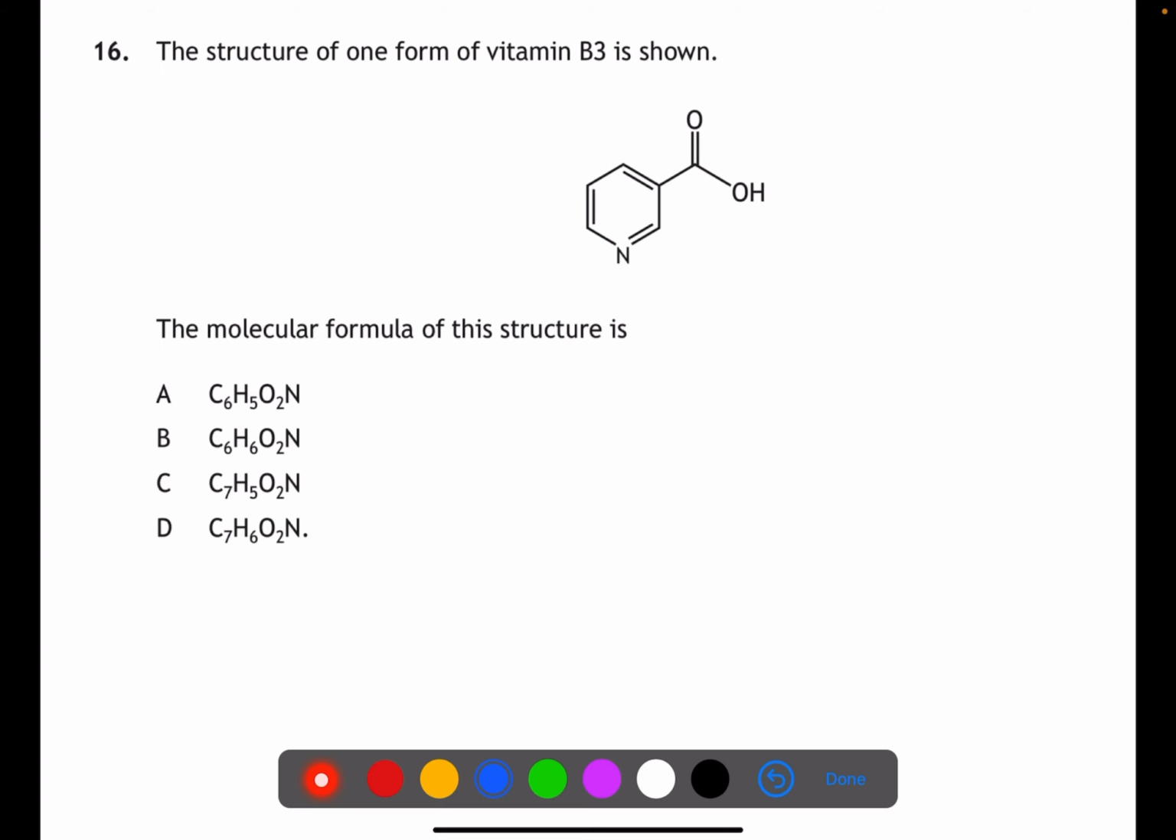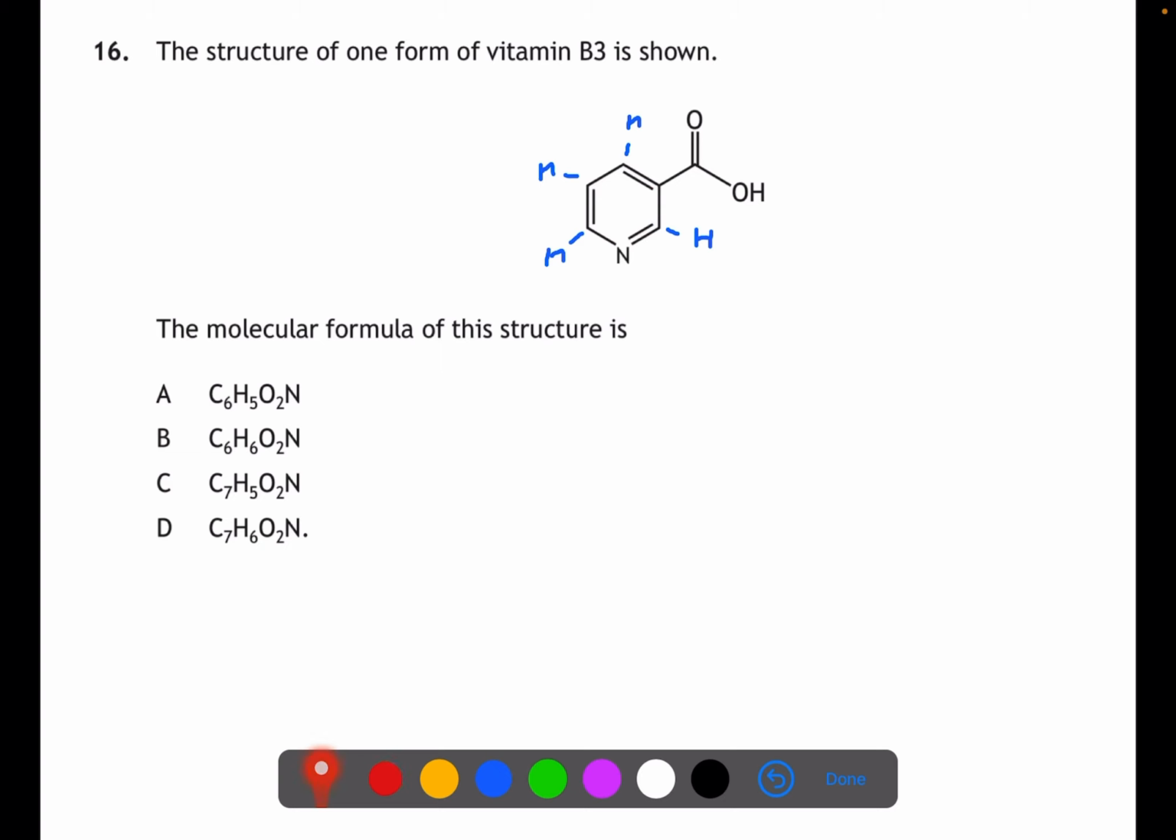Question 16. The structure of one form of vitamin B3 is shown. The molecular formula for the structure is what? So for this we need to understand skeletal formula. At each of the corners you have a carbon, and you also have enough hydrogens to make up the valency of 4. So it's best to go around and draw in the hydrogens so that you can see where they would be. We then need to count up all of the different atoms within this, starting with the carbons. We have 1, 2, 3, 4, 5, 6.